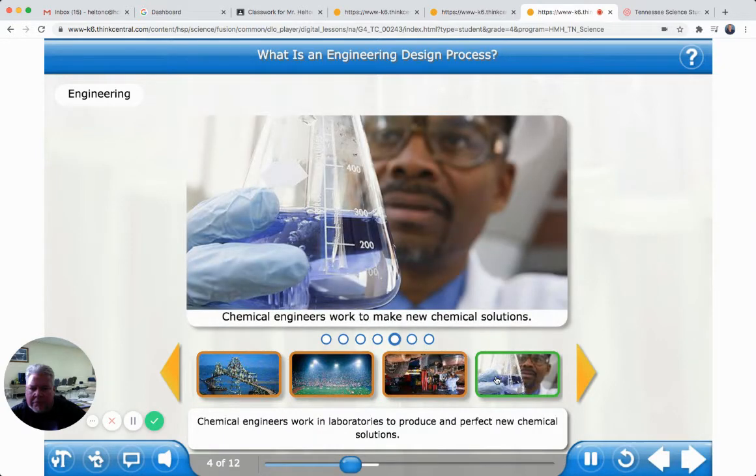Chemical engineers work in laboratories to produce and perfect new chemical solutions. Chemical engineers are responsible for making sure the right mix of chemicals is used for things such as paints, perfumes, and cleaning supplies.